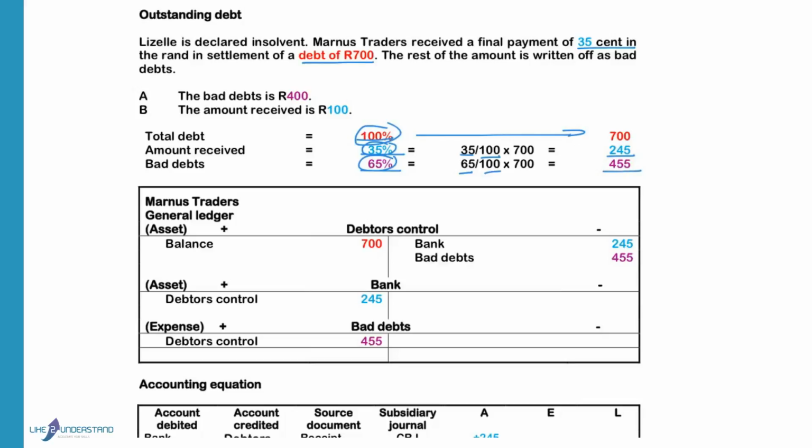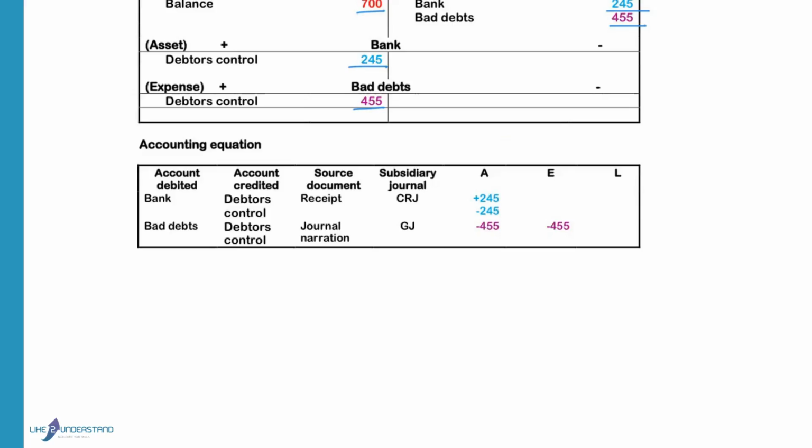The debtors control had a balance of 700. We will credit the debtors control with 245, and the bank will increase with the additional money of 245. We will also decrease the debtors with the amount written off, 455, so that this account can be closed, and we will debit bad debts with 455.